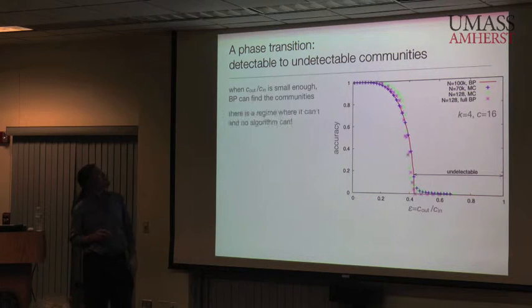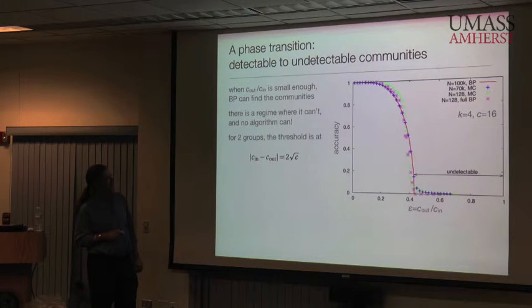So, well, indeed, there is this undetectable region for two groups. Here is the precise location of this threshold. The difference between connecting in and connecting out has to be 2 times the average degree, the total average number of neighbors you have. And this 2 is really a 2, it's a precise constant.